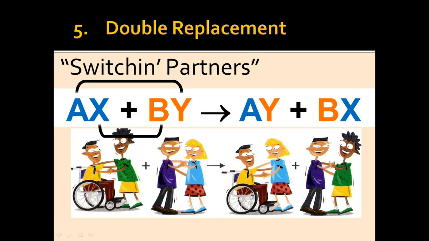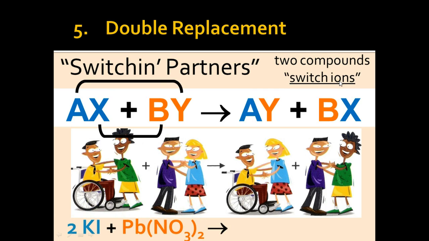And here we have a little equation: AX and BY yields AY and BX. So the X and Y just switched, and the two compounds just switch ions, or partners. An example would be potassium iodide and lead nitrate, Pb(NO3)2. The NO3 goes with the potassium, and the lead ends up with the iodine. So the iodine went here, and this one went there.